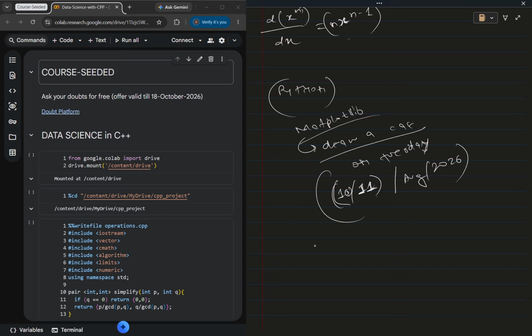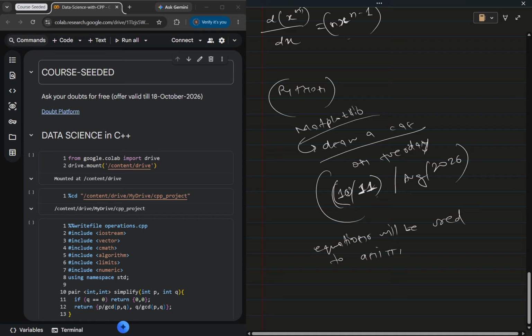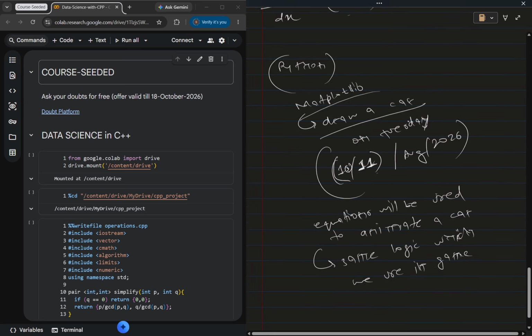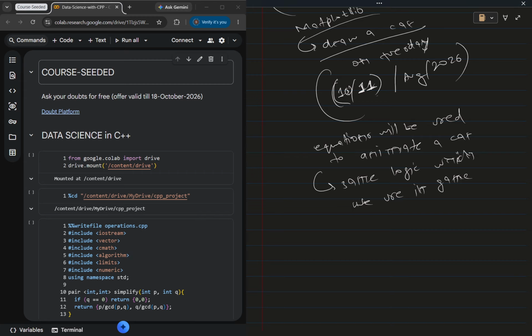Basically, equations will be used to animate a car. Same logic which we use in game development. Not basically game development, but even when you are developing an engine, you will be using the same thing.